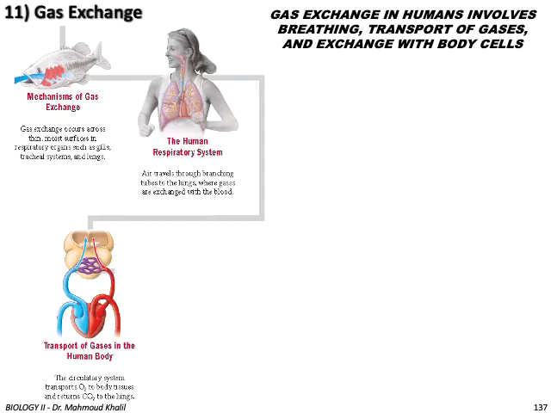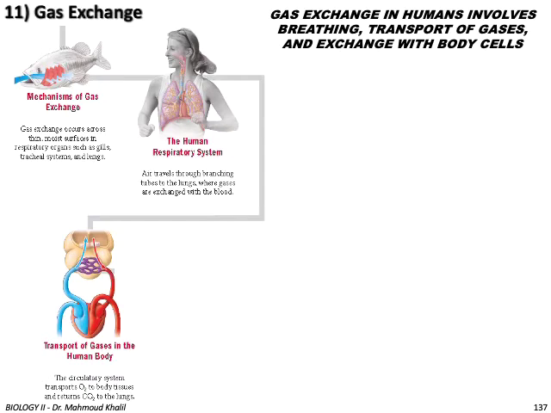Here you can see that the mechanism of gas exchange differs in the fish and in the human. In fish, gas exchange occurs across thin moist surfaces in the respiratory organs, such as gills, tracheal systems, and lungs. While in humans, in the respiratory system, air travels through branching tubes to the lungs where gases are exchanged with the blood. And you can see the transport of gases in the human body. There are circulatory systems that transport oxygen to the body tissues and return carbon dioxide to the lung.